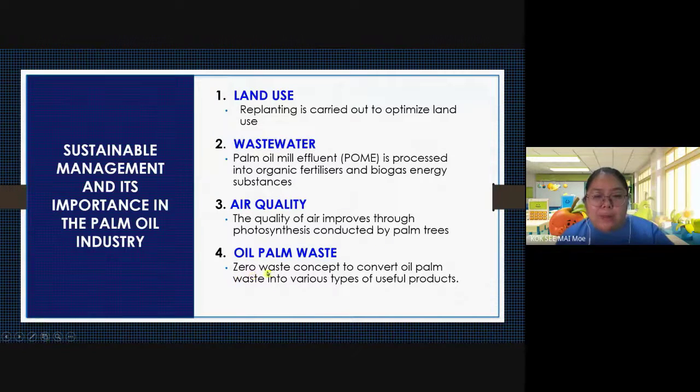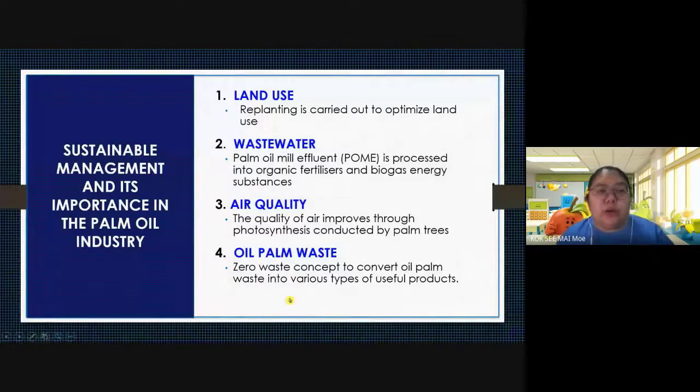Number 4, palm oil waste. We can say palm oil has so much waste because you do the squeezing to let all the oil come up. But they say zero waste, no waste. The concept converts the oil palm waste into various useful products. So that means the waste from the palm oil is useful. How is it useful? Now we go to see what that is.